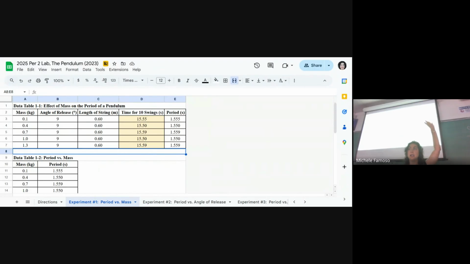Who still needs more time to collect data? Okay. Give you a couple more minutes to get those 3 tables done.